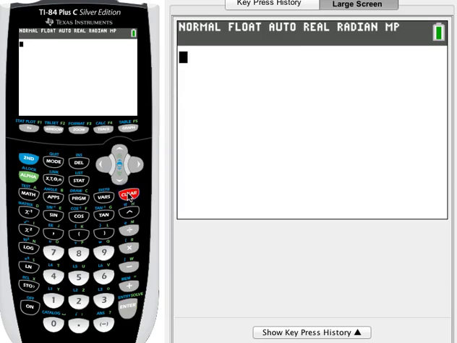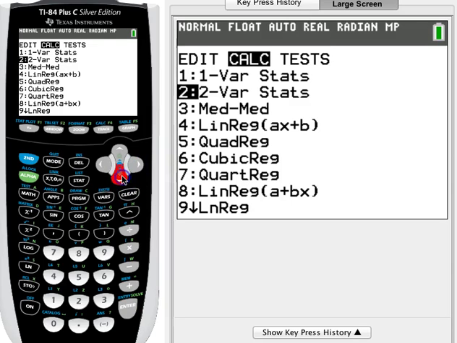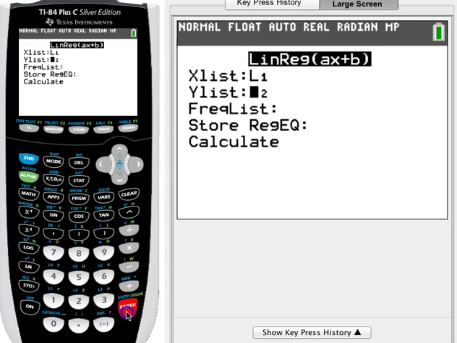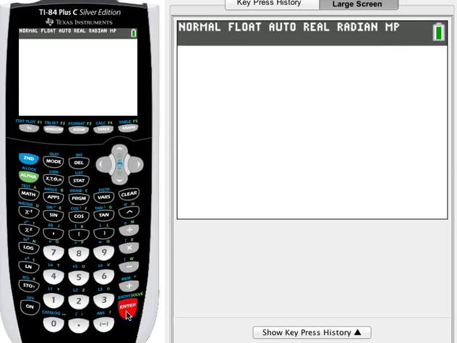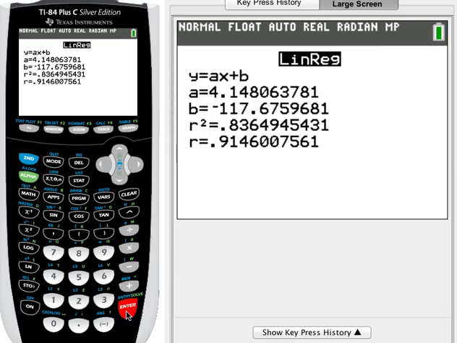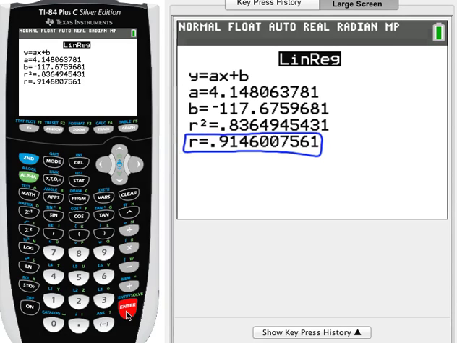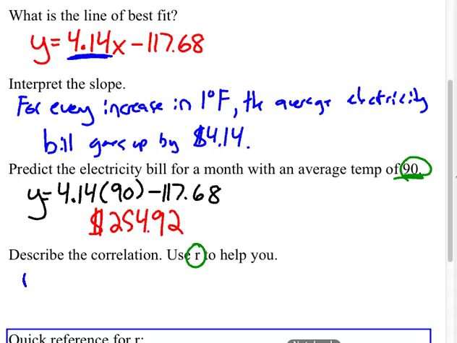Now notice what happens when I do that same linear regression. Notice now it's giving me some extra information, and this R value is that extra information that I want. So my R is about 0.91.